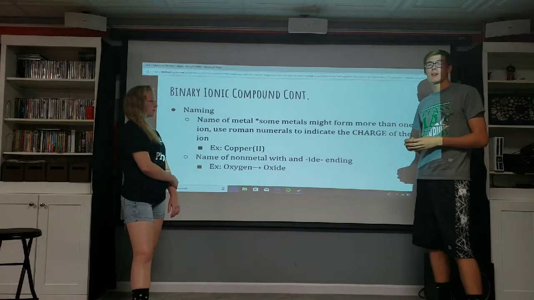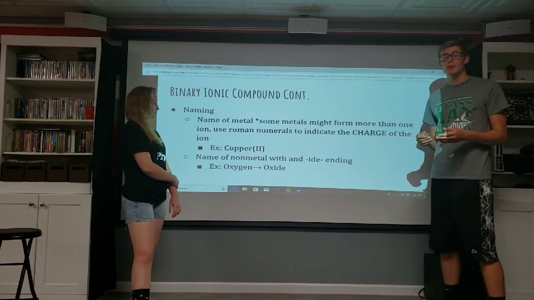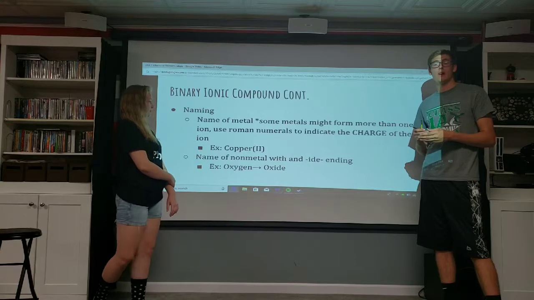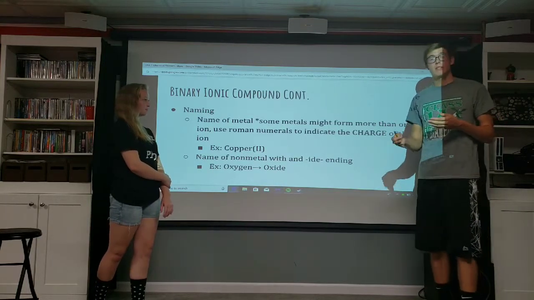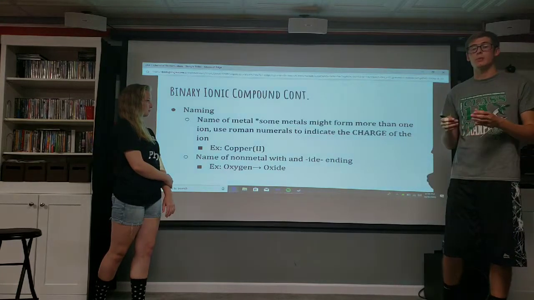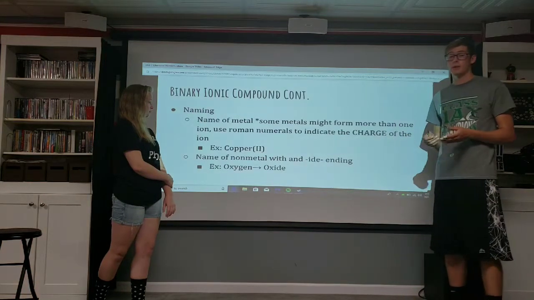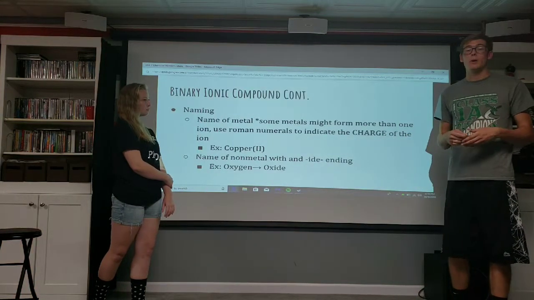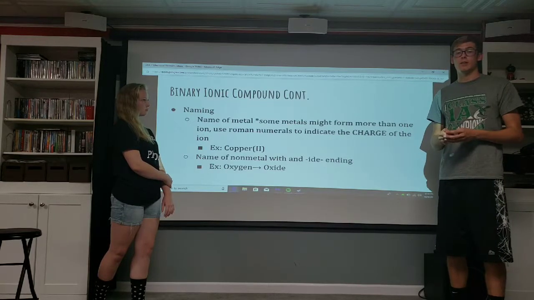Naming a binary ionic compound. The first step is to write down the metal. Some metals can have more than one type of ion. This means that it has more than one type of charge. To indicate this, we can use Roman numerals after the metal, written in parentheses. After we write the metal, we'll write the nonmetal down. And this is simple. We just put the actual element down and add -ide to the end.